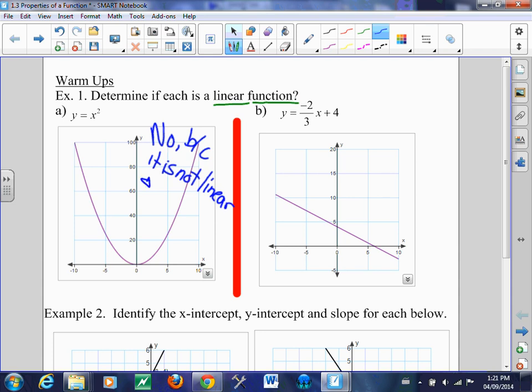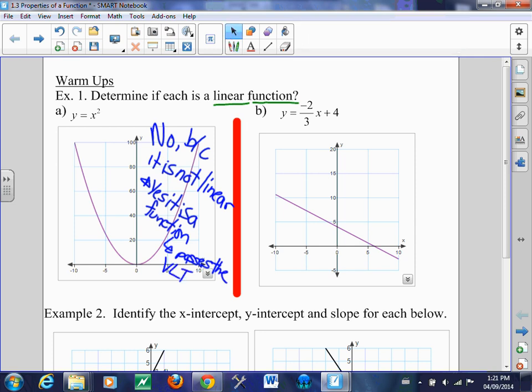I'll put down here, yes, it is a function. The answer is no, because it's not a linear function. And why is it a function, guys? Because it passes the VLT. Okay, second example.